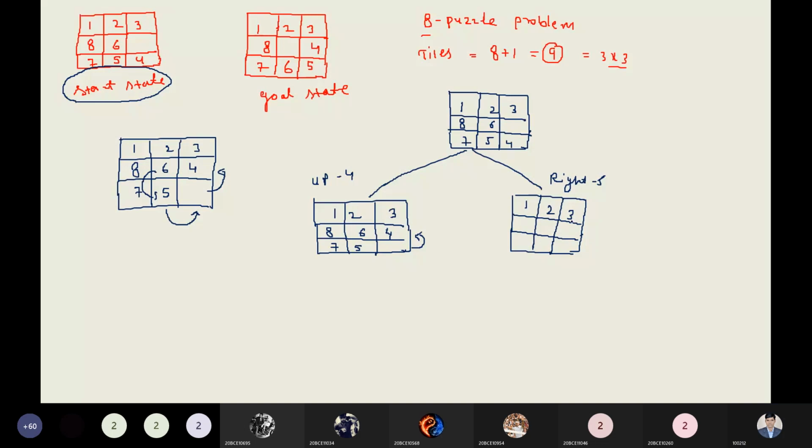From the start state, 6 right is possible. 5 right is not possible. Then 5 up is possible, so we can expand such a point. But at the initial level, we cannot do the 5 right. We can do only the 6 right. So 6 will come over here, 4 will be as it is, 5 will be as it is, 7 will be as it is, and this will be as it is. So what we have done is we have shifted this 6 to the right side. Any other possibilities we can have?